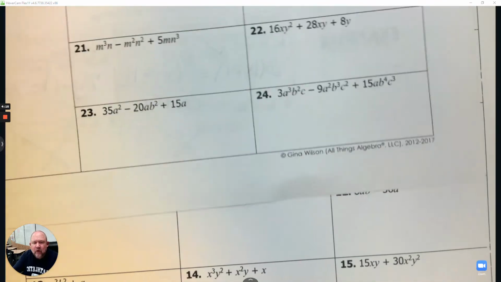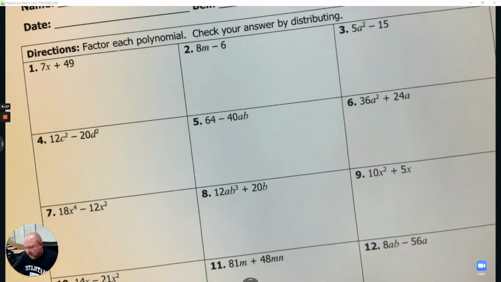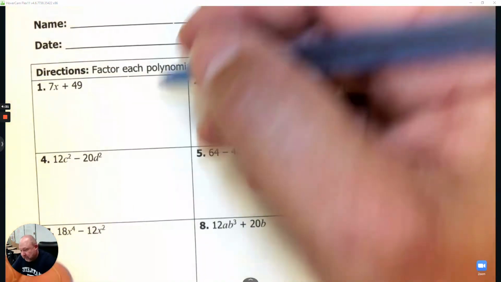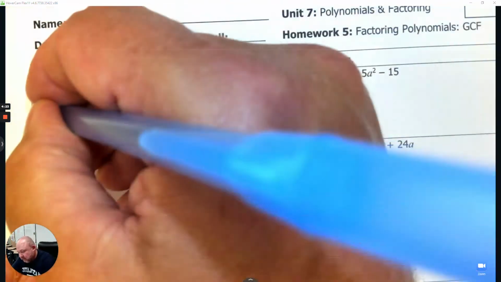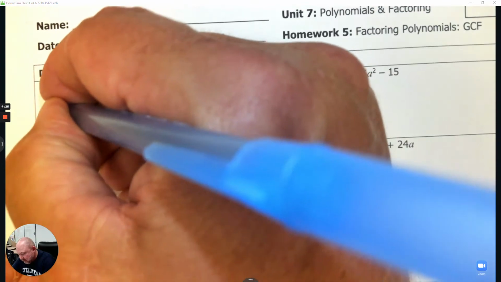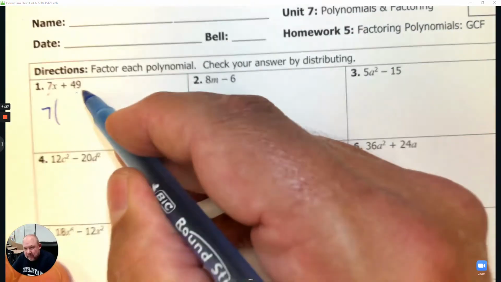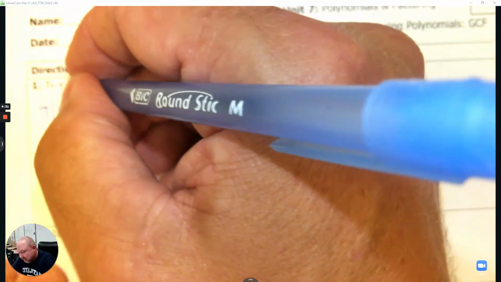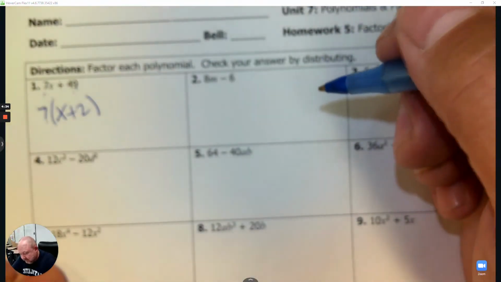All right, let's go to your homework sheet. And we're going to do the ones that are not multivariable, so the only ones that have only one letter, not 2. So we're going to factor out what number they have in common. So 7 goes into both, and then divide. So 7x divided by 7 is 1x, and 49 divided by 7.